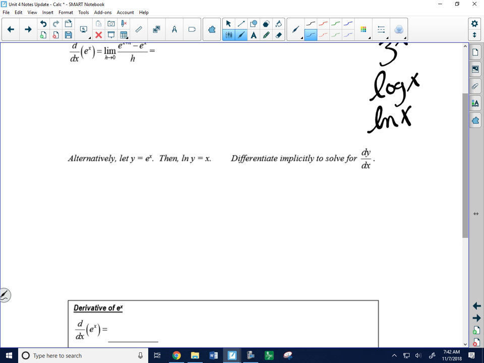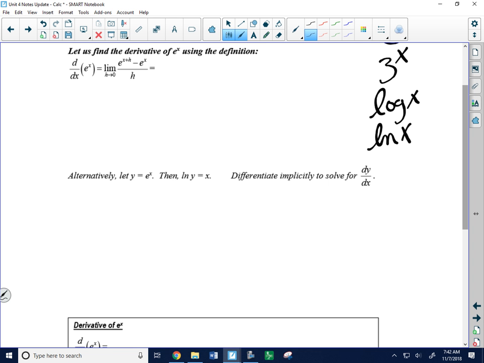The first way I can show you is using the limit definition. The derivative of e to the x: I do f of a plus h, so when I put the a plus h in, minus f of a, so e to the a when I put a in. You can leave it as x if you want. Now I'm going to factor out an e to the a.